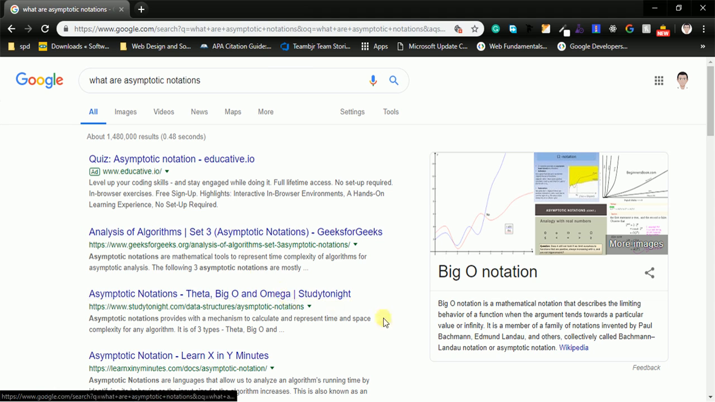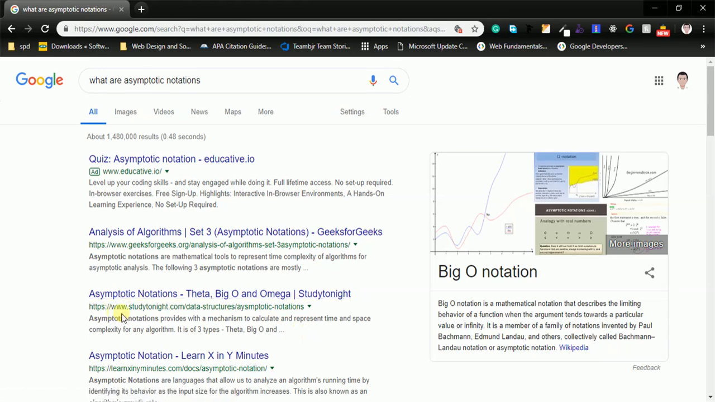To have a rough idea, just by typing what are asymptotic notations in Google, we can see that asymptotic notations provide us with a mechanism to calculate and represent time and space complexity for any algorithm. It is of three types: theta, big O, and big omega.